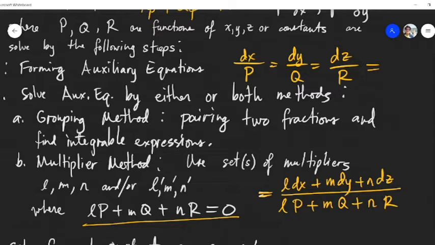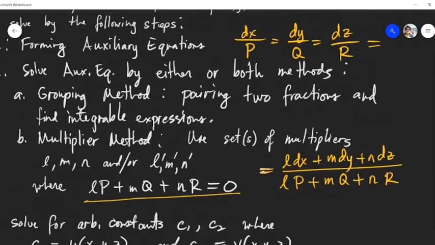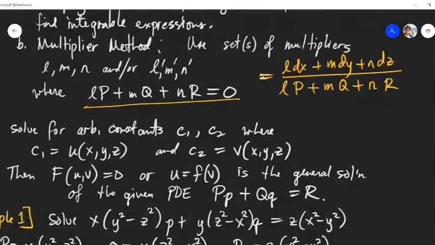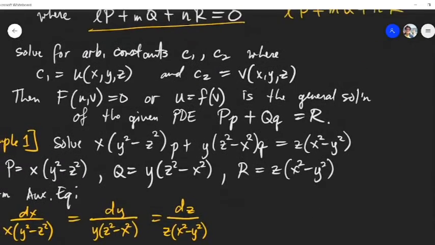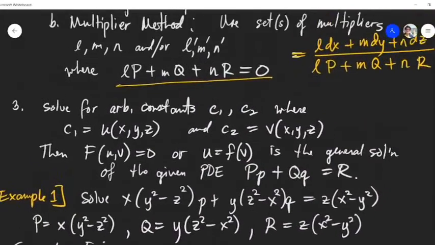Okay? So when we equate or pair this new ratio with another ratio in the auxiliary equation, since the denominator is 0, what will remain is the numerator equated to 0. Okay, we will show that in an example later. So we solve for arbitrary constants later.